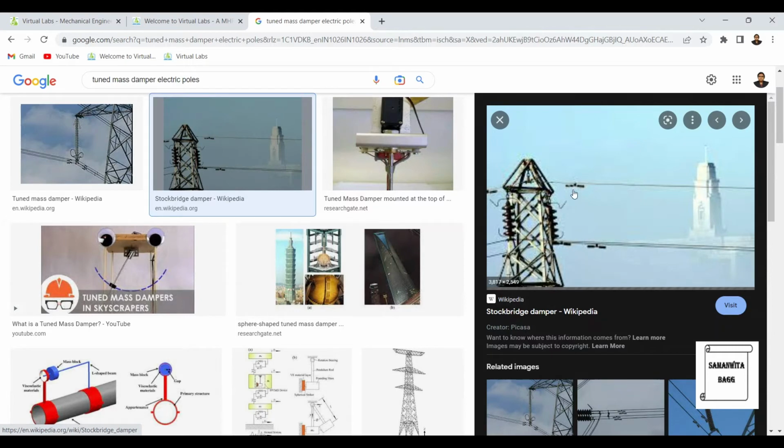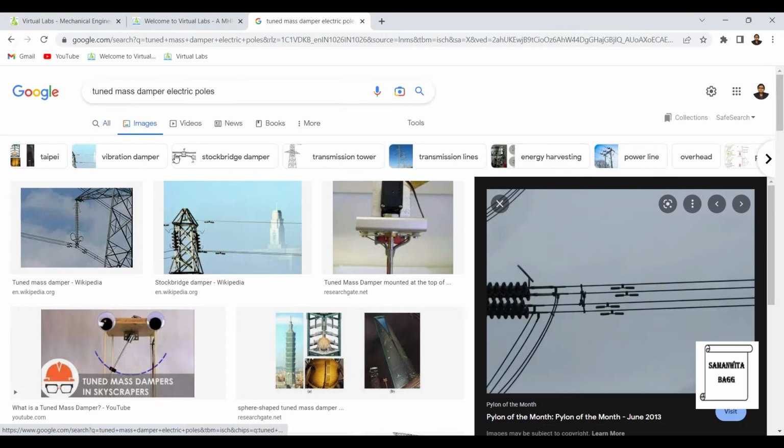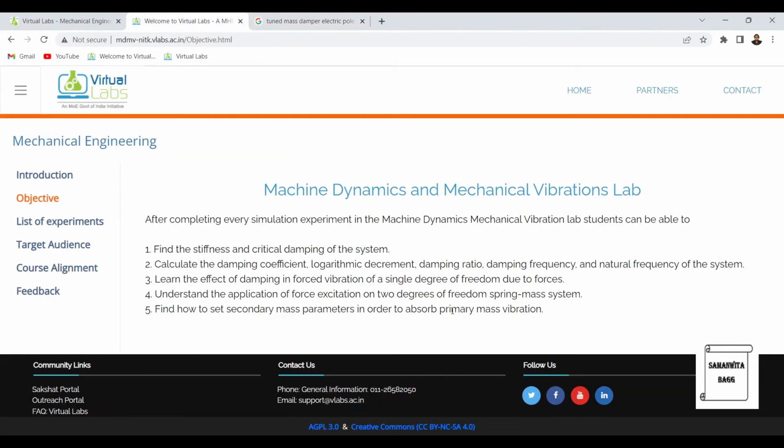You can see here, this is a stock bridge damper. That's what I'm trying to explain to you. You must have seen these kind of weights or something like this. These are weights which are attached to absorb the vibration. Also along the railway tracks, you must have seen that there are vibration dampers which are attached. So that is one of the examples which we can go through.